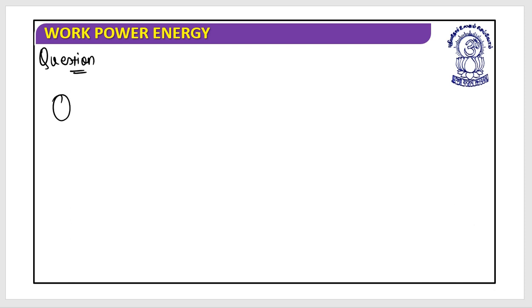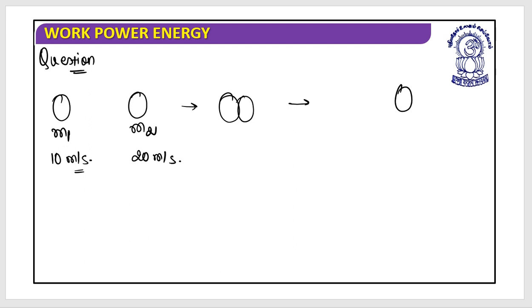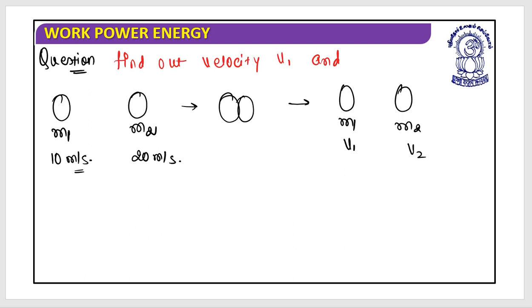Let's suppose our first object is m1 and another object is m2. This is moving with 10 meters per second, this is moving with 20 meters per second. They are going to collide something like this, and let's say this is m2 with v2, and this is m1 with v1. So what they want is to find out the velocities v1 and v2 after collision.